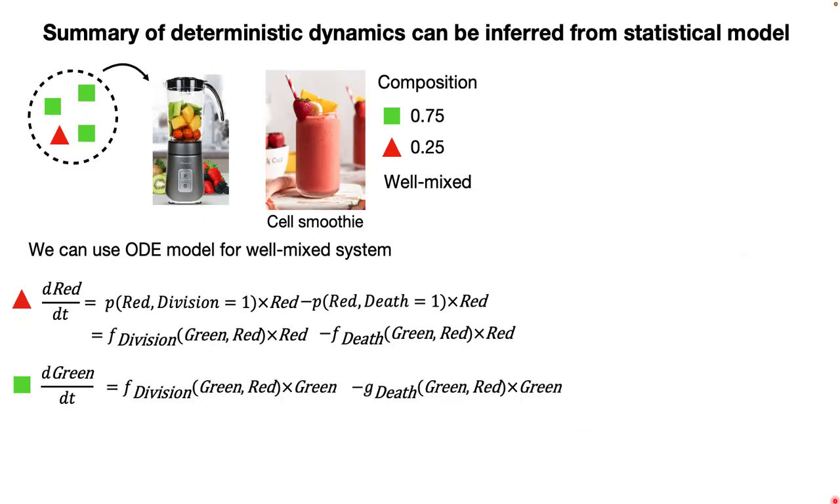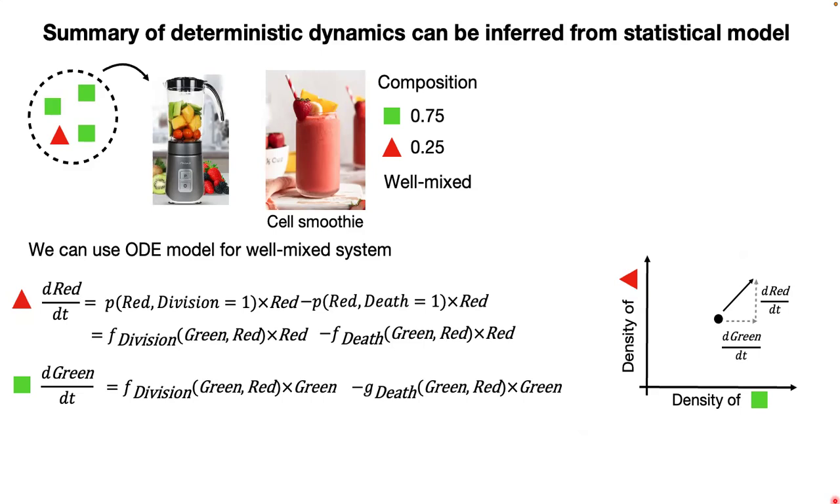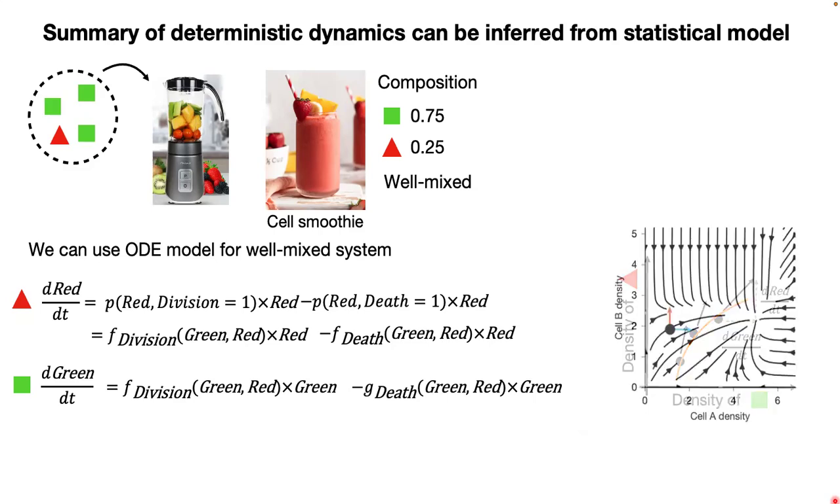And also for the green cell, you can repeat the same procedure, and finally you get the equations for the density of green and the density of red. Let's think about one point here. According to these equations, you will make some vector field. The x-axis will be the density of green, and the y-axis the density of red. You can repeat this for other points, and we will draw some lines. This is what we learn as the phase portrait of this system.